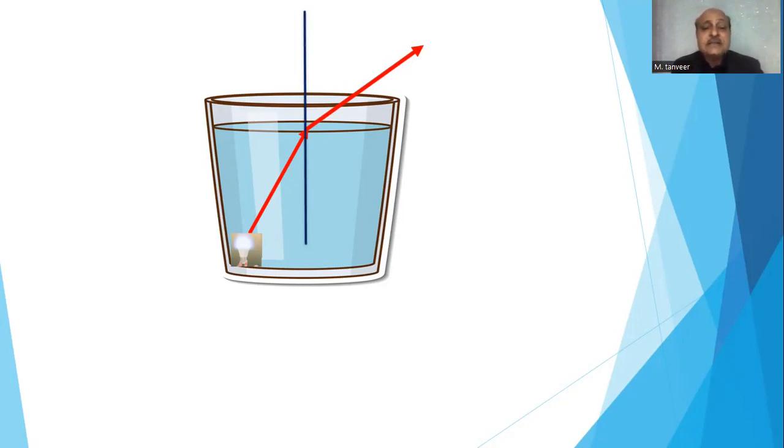So in this case, the angle of incidence is smaller and the angle of refraction is greater. In the first case, the angle of incidence was larger and the angle of refraction was smaller, since the ray bends towards the normal. Now when a ray of light enters from water to air, its angle of refraction will be larger and the angle of incidence will be smaller. This is the angle of incidence which is smaller, and this is the angle of refraction which is larger.